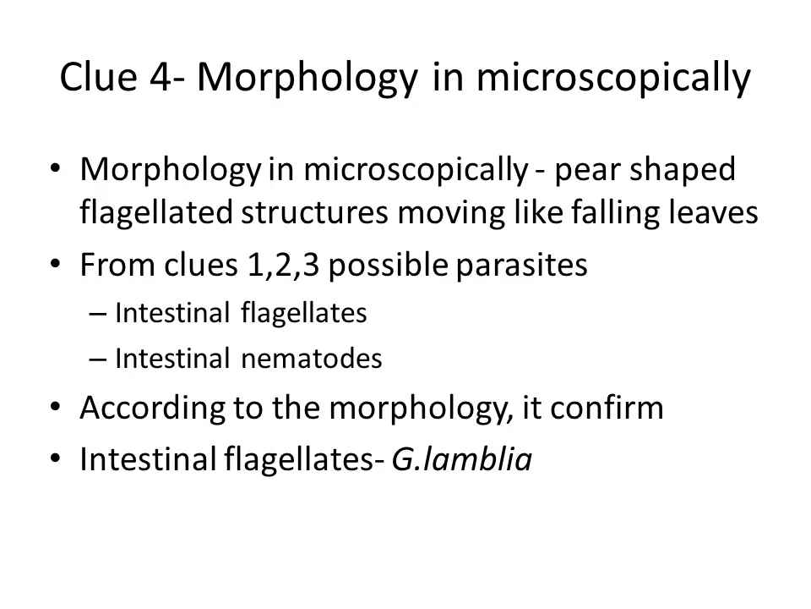Evidence number 4 is the most important part: morphology microscopically. It appears as a pear-shaped flagellated structure moving with a falling leaf appearance. We already discussed evidence 1, 2, and 3, so finally we get only two parasite groups, intestinal flagellates and intestinal nematodes. According to the morphology, it conforms to the intestinal flagellate, Giardia lamblia.